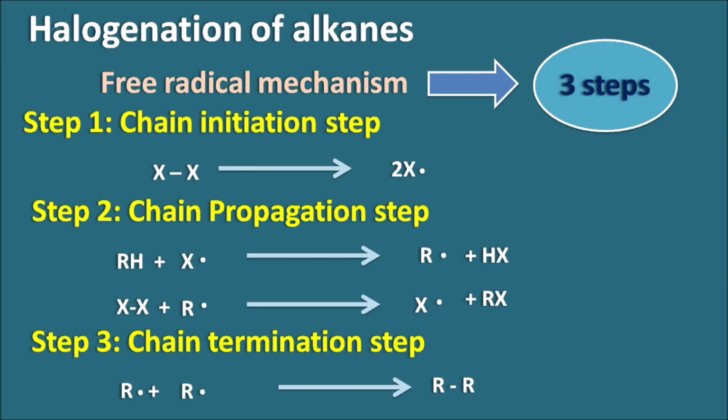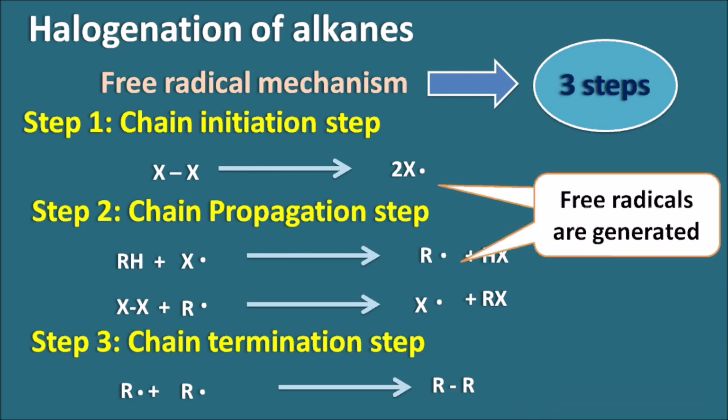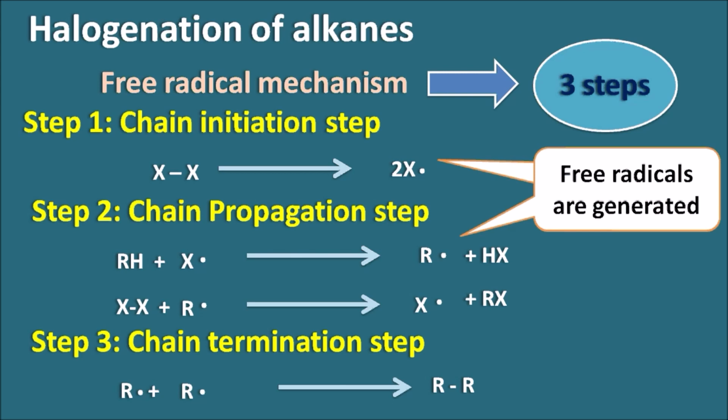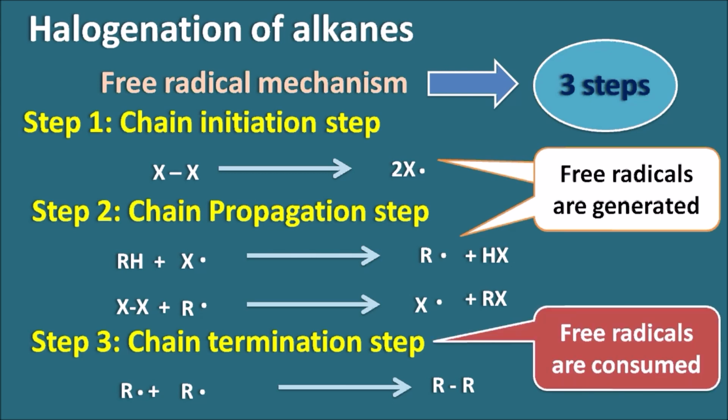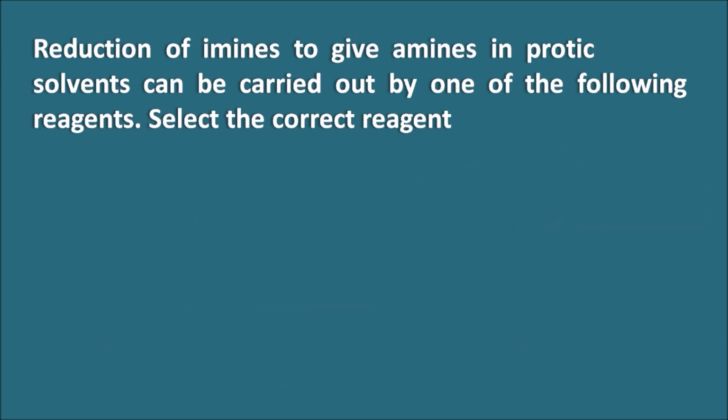So in the chain termination step, any two of these free radicals combine to give a molecule. Now you can see that free radicals are formed in two steps: step 1, the chain initiation step, and step 2, the chain propagation step. These are the two steps where free radicals are generated. So the right answer for this question is the chain initiation step and chain propagation step. And in step 3, the free radicals are actually consumed. Let us see the next question.